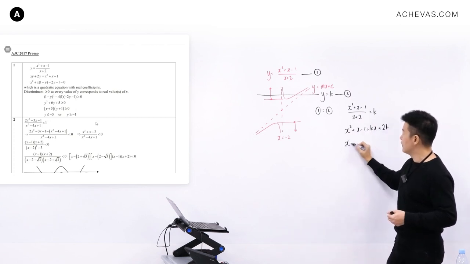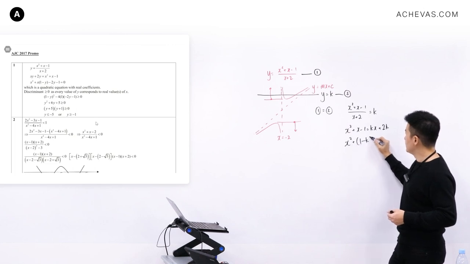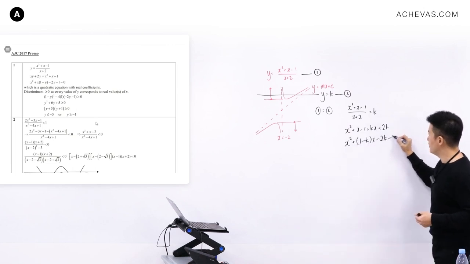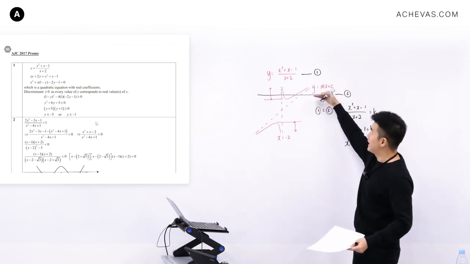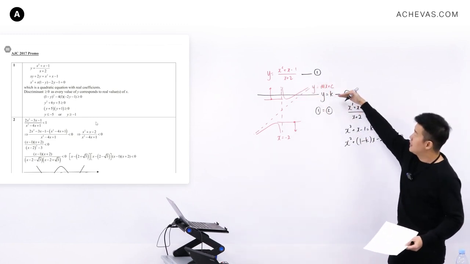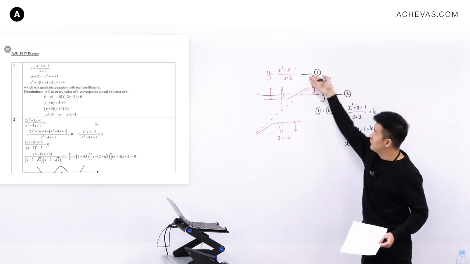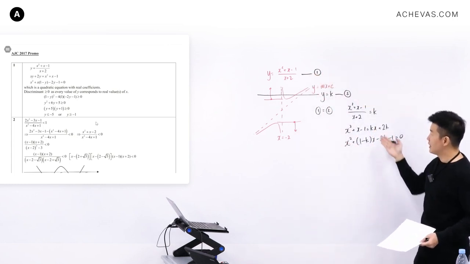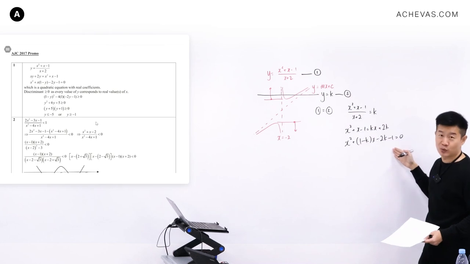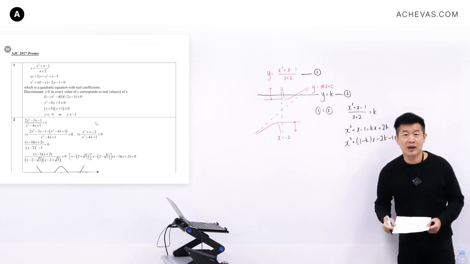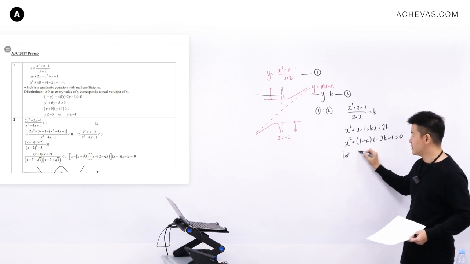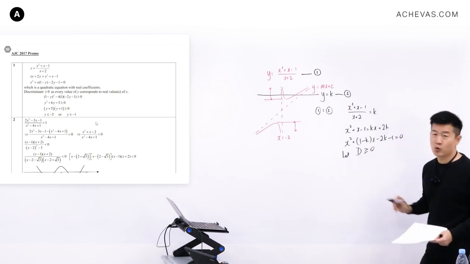Moving everything over to the left-hand side, we will have this, minus kx minus 2k minus 1. This is equal to 0. And I know that I want this line to cut the graph. If this horizontal line is going to cut the graph, that means when I solve them as a simultaneous equation, I want solution. And I'm getting a quadratic equation. For a quadratic equation to have solution, I'm going to be letting the discriminant be bigger or equal to 0.